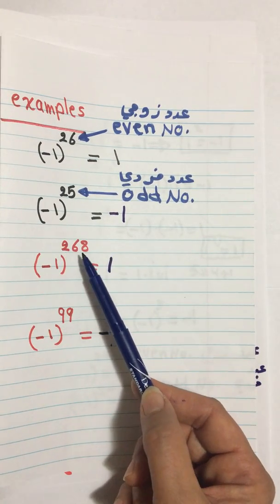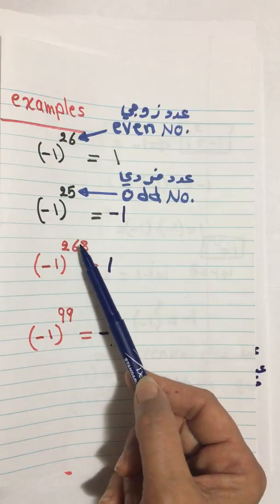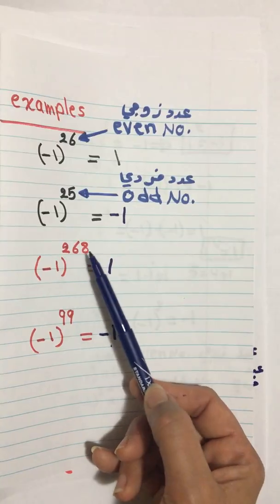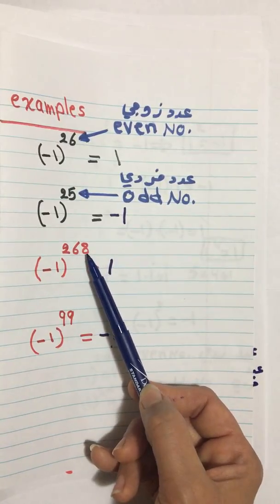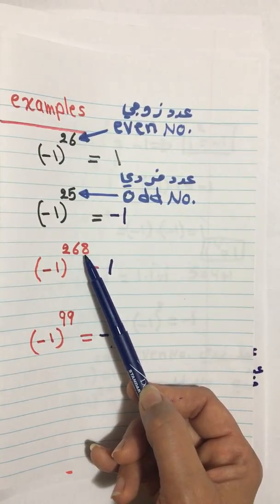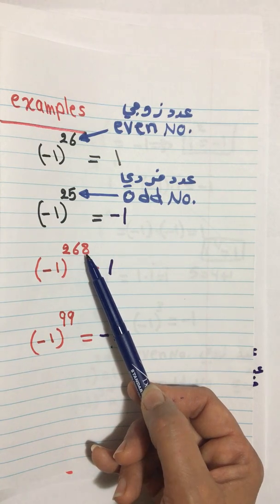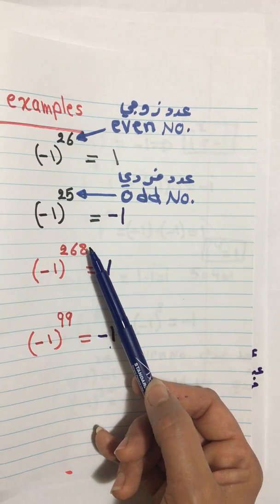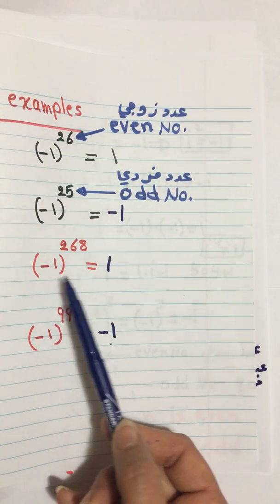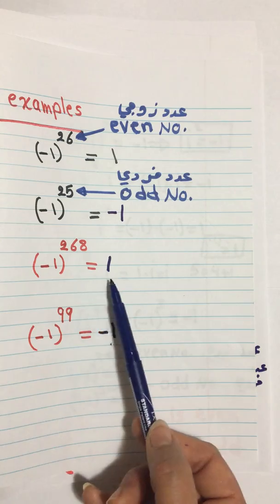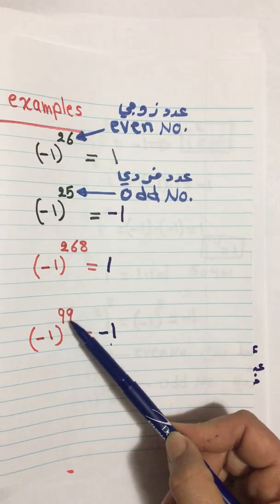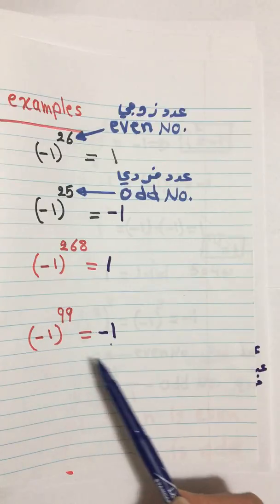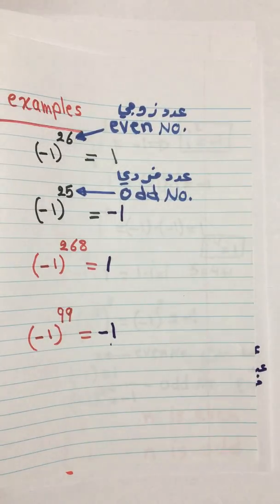Negative 1 to the power 268. This is an even number because the ones digit, 8, is even and I can divide it by 2. So this is even and it equals 1. This 99 is an odd number, so I'm going to keep the sign: negative 1.